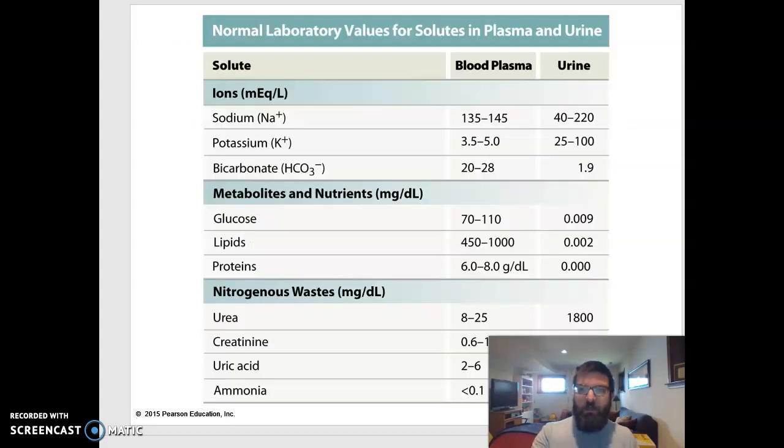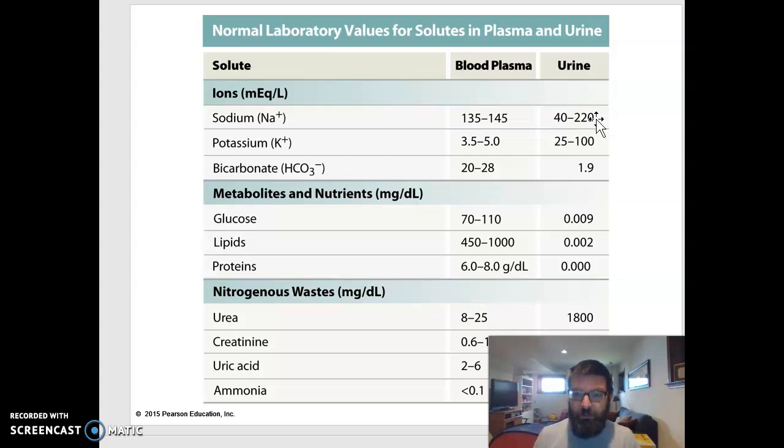So if we look at the contents of urine versus the contents of blood plasma, you'll notice that your blood plasma has a very tight range of, for instance, sodium or potassium, where your urine has a much larger range. Well, that's one of the ways we maintain this tight range in your blood plasma. When you have a lot of sodium, for instance, you just ate some McDonald's French fries, you're going to get rid of most of that in your urine, and your urine levels of sodium are going to go way up.